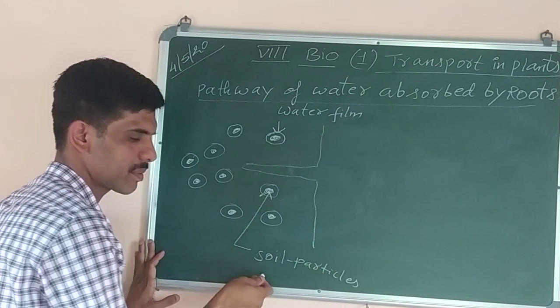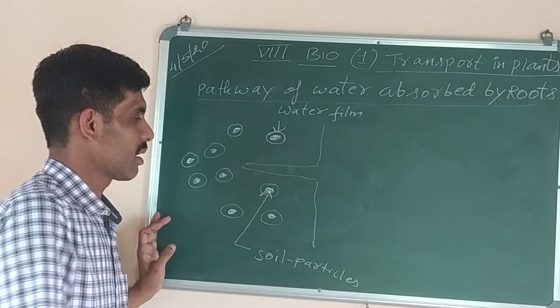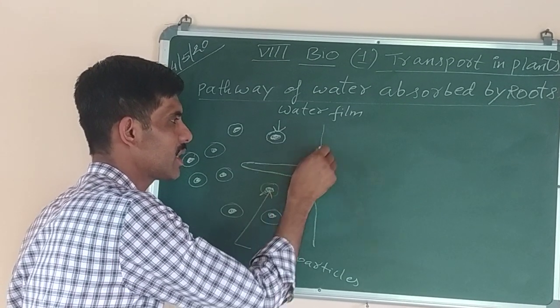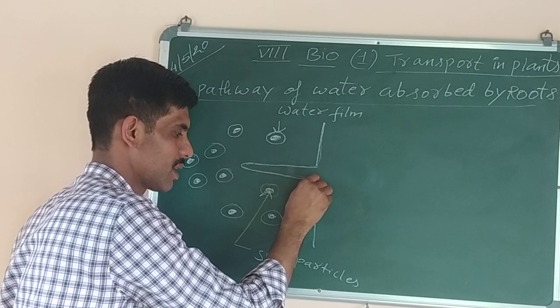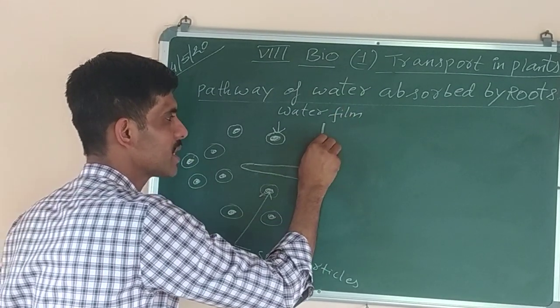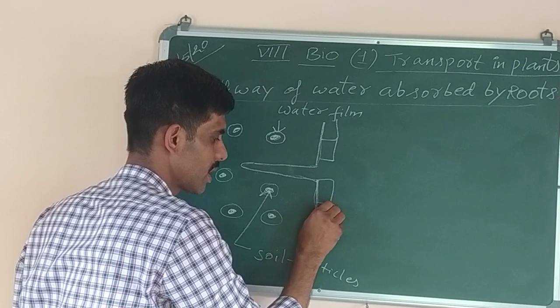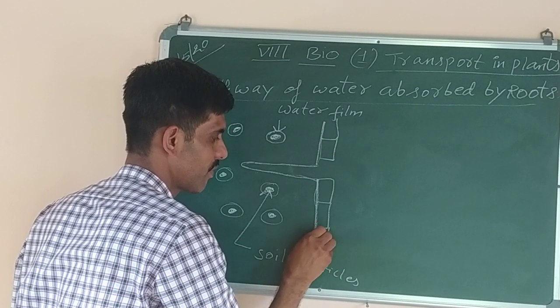Means small pieces of soil which is there, and this is the root hair. As you can see, root hair is the extension of epidermal cell. So this is the layer of epidermal cells. I will draw the epidermal cells here. Okay, these are epidermal cells.